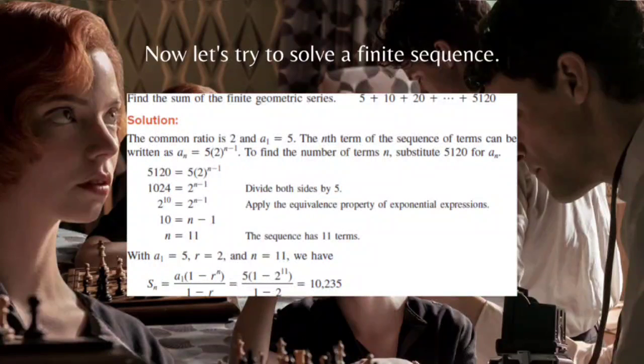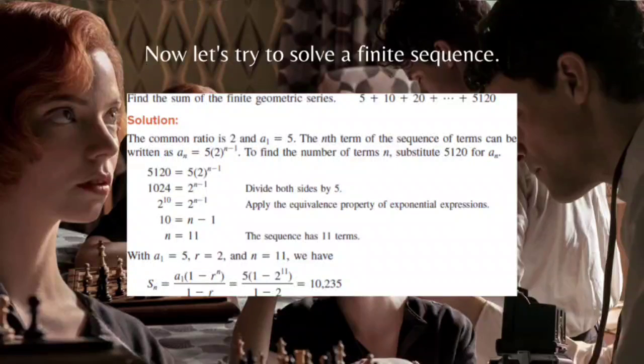Now let's try to solve a finite sequence. Find the sum of the finite geometric series 5, positive 10, positive 20, and up to positive 5,120. The solution goes: as the common ratio is 2 and a sub 1 is 5, the nth term of the sequence can be written as a sub n equals 5 multiplied by 2^(n-1). To find the number of terms n, substitute 5,120 for a sub n.